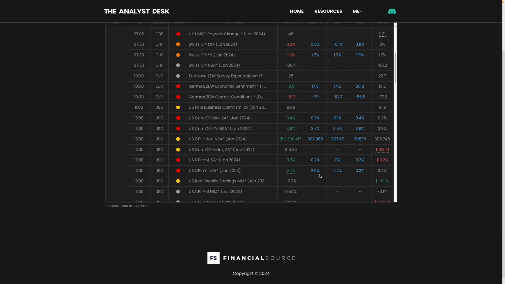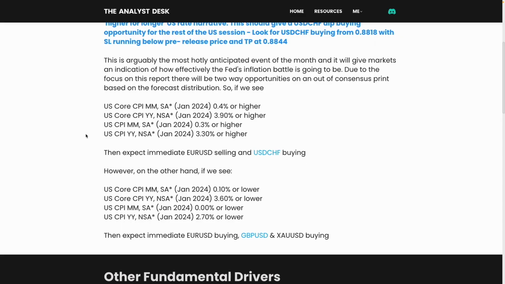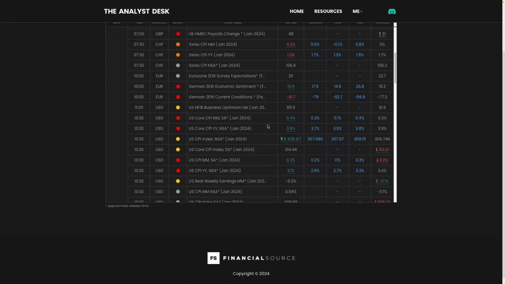It's at 3.1%. Would have liked to have seen that a bit higher, and if you looked at what we're looking for here, is 3.3% or higher. However, on balance, given the fact that there weren't any negative revisions, these were pre-existing, it meant that there still was a clear dollar Swiss franc buy bias, which we took out of this event in our live meeting.